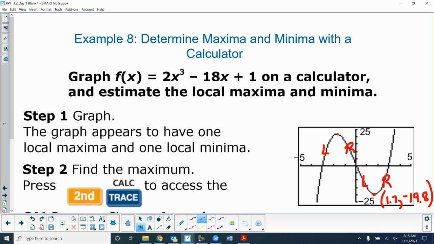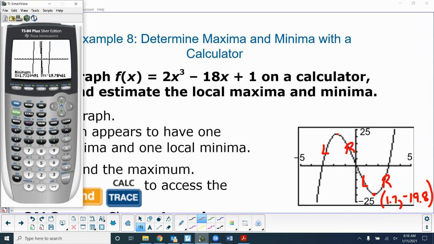So how do I get to that calculate menu? Second trace. All right. Now I'm looking for the max. I'm going to hit 4 for max. Left bound. So right now it's at this spot.